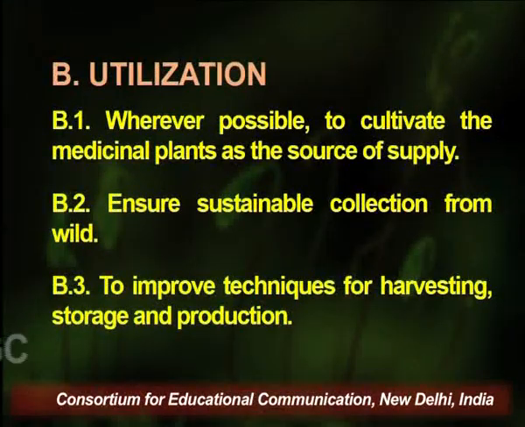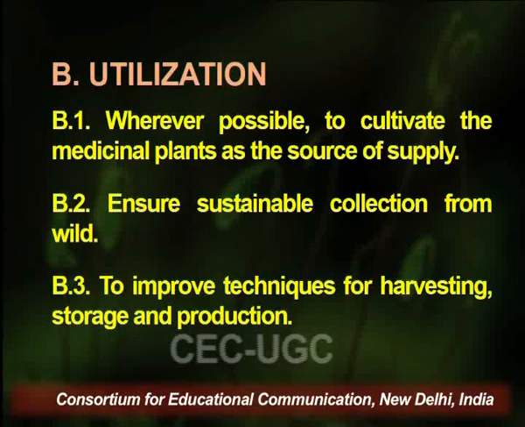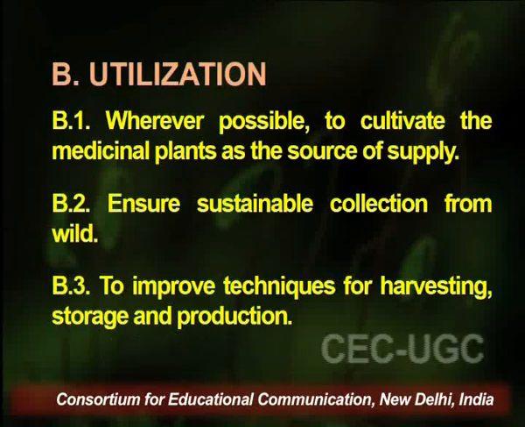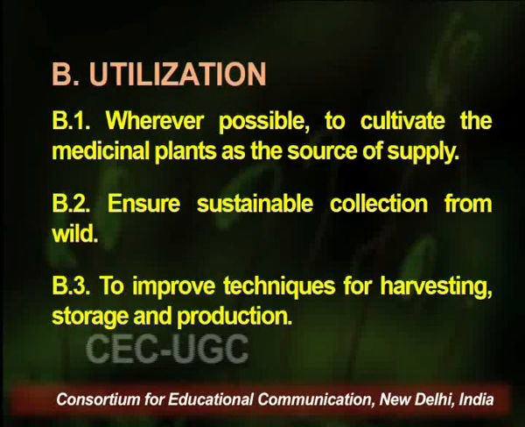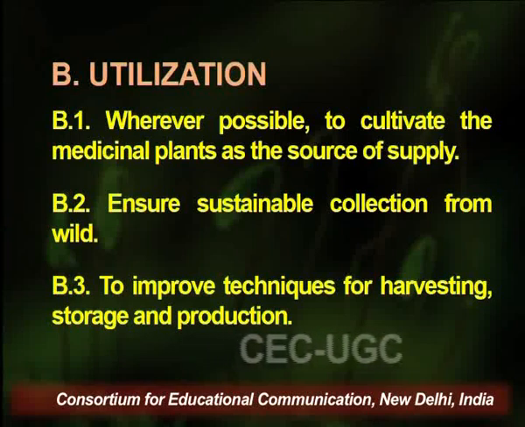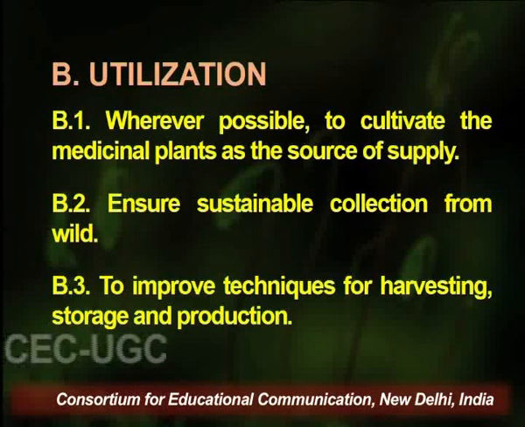Third aspect includes to improve the techniques for harvesting, storage and production. So if that particular species is being cultivated or it is being collected from wild, we should improve the techniques for its harvesting. Because say for example, we have cultivated a medicinal plant by taking all the precautions, we have got a very good crop. We follow the proper sustainable collection for that particular species also if we are collecting that species from the wild sources.